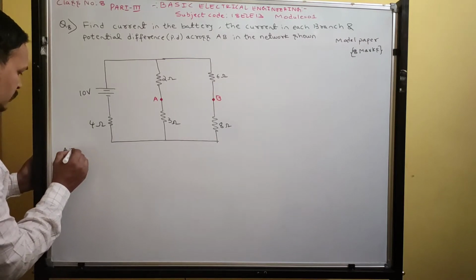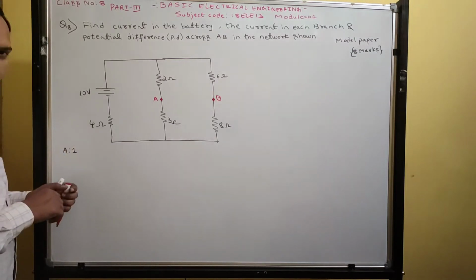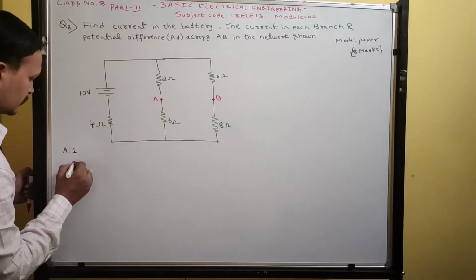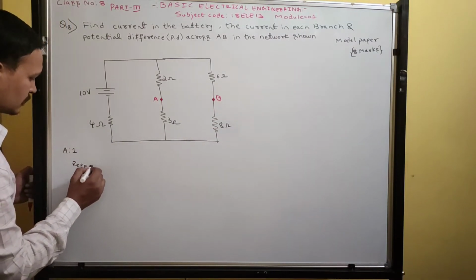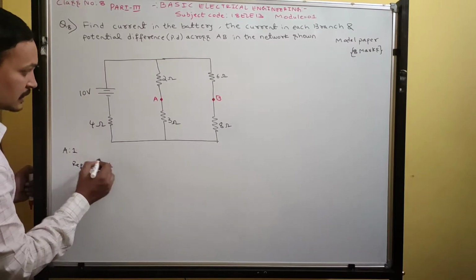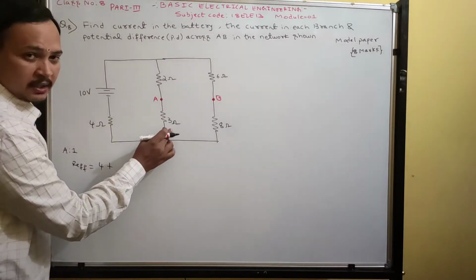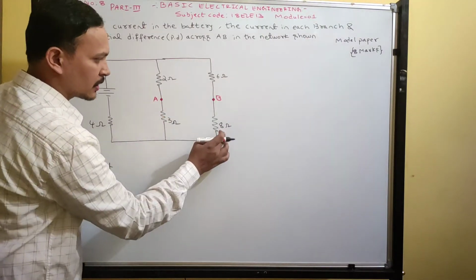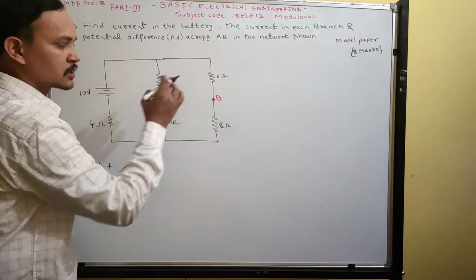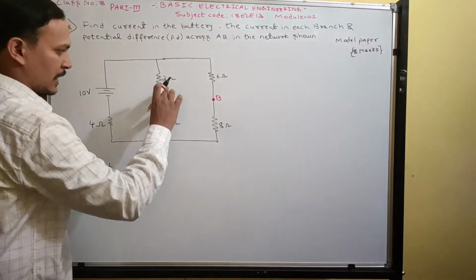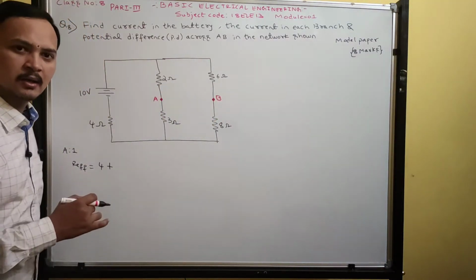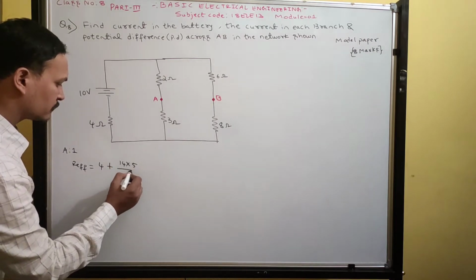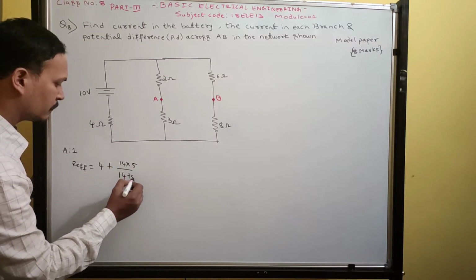Approach 1, look here, what is the effective resistance? The 4 ohm resistance is in series with the combination of these two. These two are connected in series: 3 plus 2, how much? 5 ohms. And these two are connected in series: 8 plus 6, 14. Both 14 ohms and 5 ohms are connected in parallel. So two resistors are connected in parallel: 14 into 5 divided by 14 plus 5.